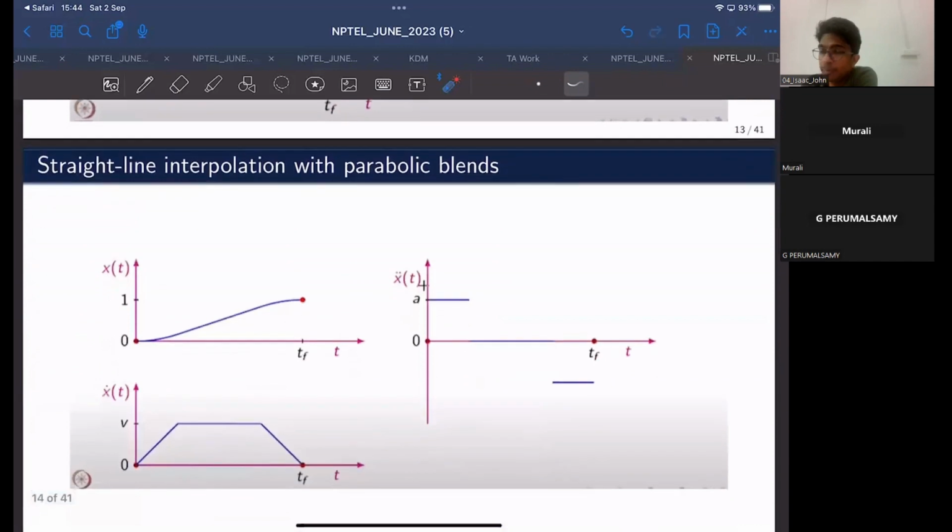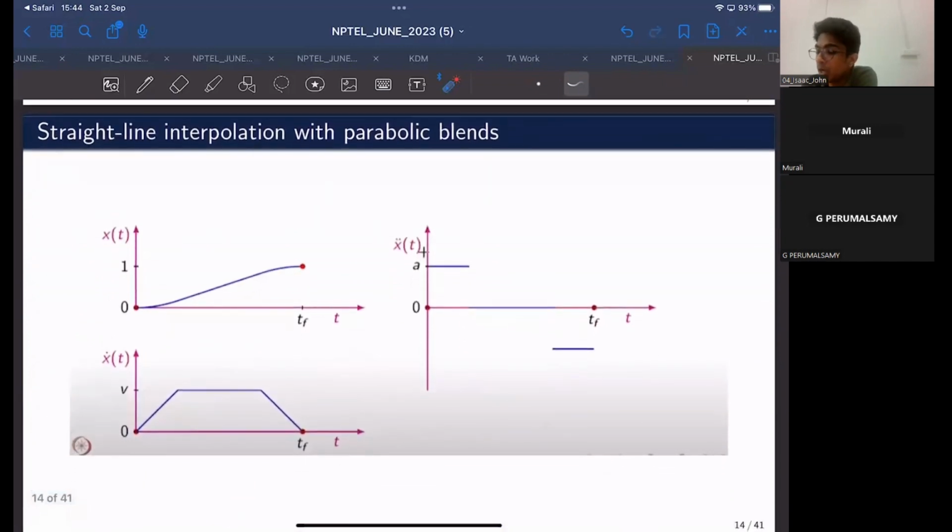And there is also one more scheme that is called straight line interpolation with parabolic blends. Earlier we have seen interpolation between a start position and a goal position using just a straight line, right? And we have also seen the consequences. If we simply join the initial and goal position with a straight line, the acceleration could theoretically be infinite in positive and negative directions at the beginning and the end of the trajectory.